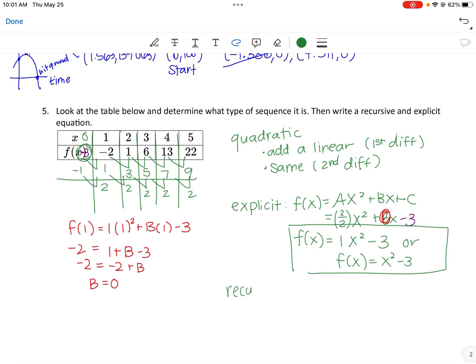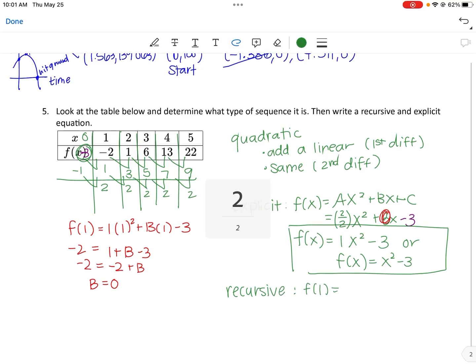Next, when we write the recursive, it will usually give you that f of 1 equals negative 2, the first term. But then we'll have to write this next equation: f of x equals f of x minus 1, plus m, which is the second difference, times x, and then plus b, the 0 term of the first difference that we found right here, so negative 1.